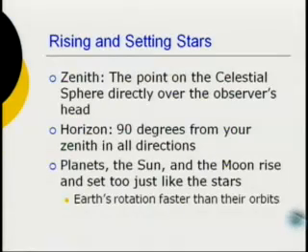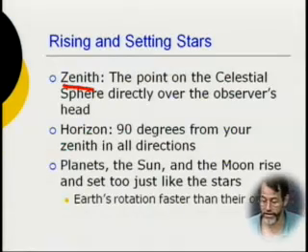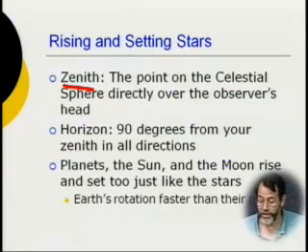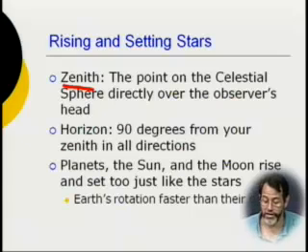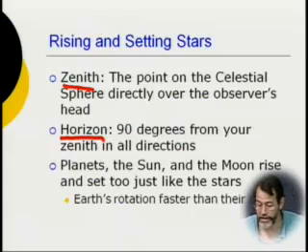Okay, so the point just above you can be called the zenith. It's the point of the celestial sphere directly above the observer's head. The horizon is another term that it's good to know. That is what you think it is. It is 90 degrees from the zenith in all directions. So if the Earth was a perfect sphere with no mountains or valleys, then it would always be 90 degrees.